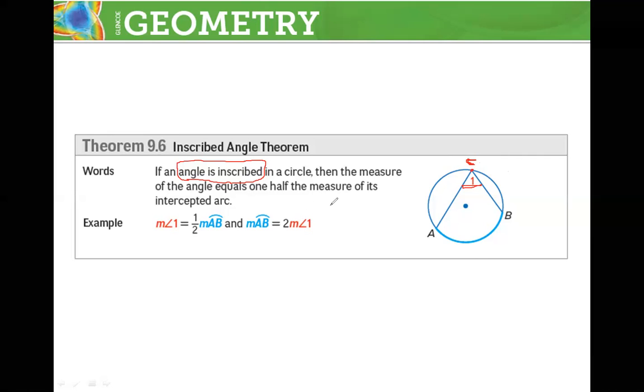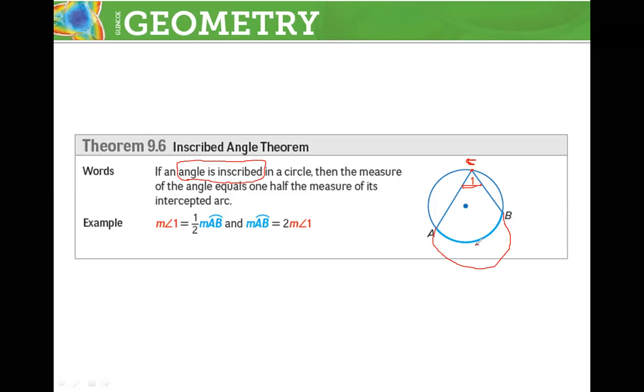Then the measure of the angle equals one half the measure of its intercepted arc. It means the measure of the angle equals half the measure of the arc AB, the opposite arc. Intercepted arc means the opposite arc.